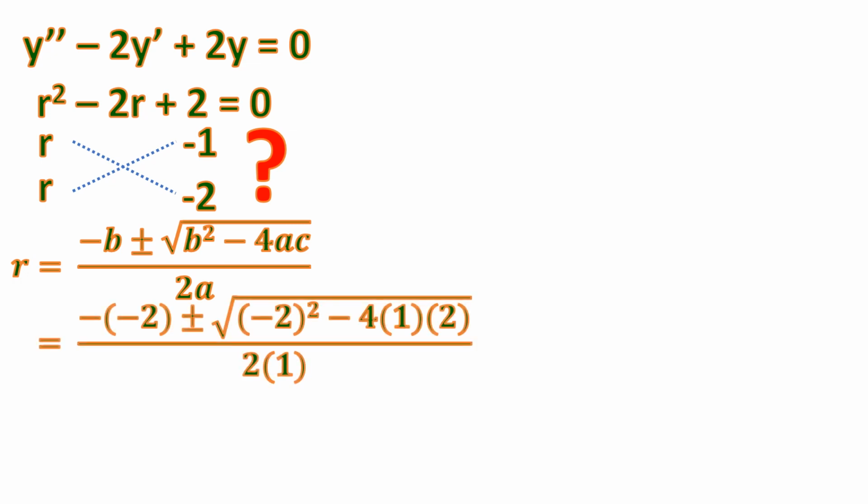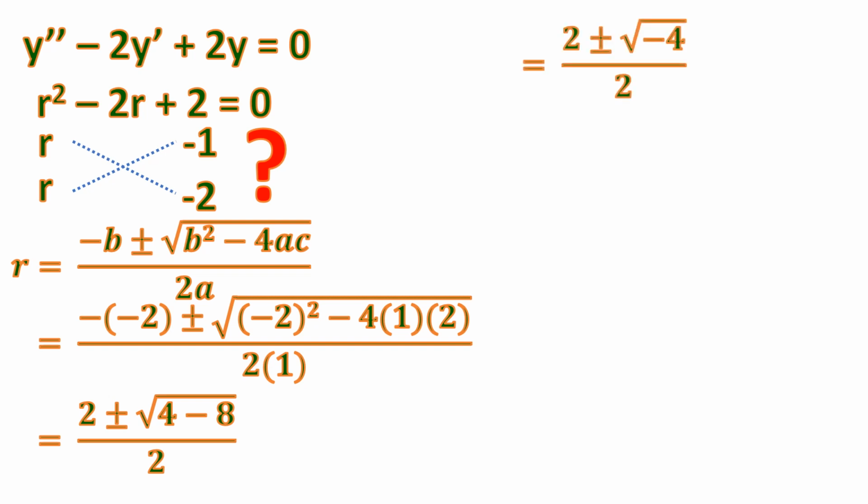And so we're gonna substitute all values of a, b, and c. The b is -2, that's the middle term, and so we're gonna substitute. Also a is 1 and the c is +2. So substitute, and -2 becomes positive, and the square of -2 is 4. 4 times 1 times 2 is 8, and 2 times 1 is 2. And then we will solve further. We subtract inside the radical sign, 4 minus 8 is -4.